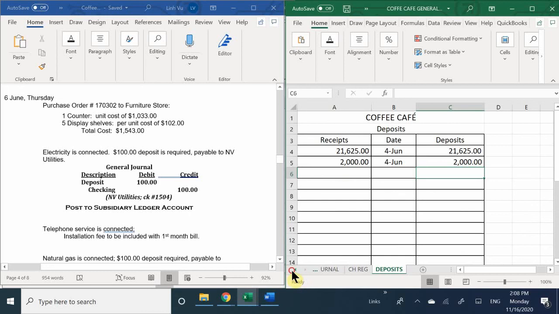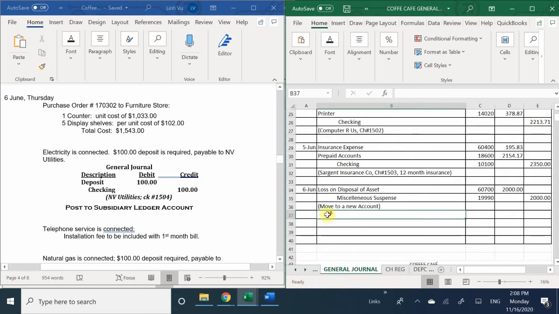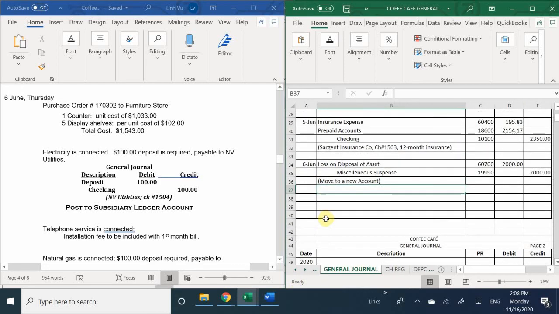Okay, so the electricity is connected. A $100 deposit is required, payable to NV Utilities.